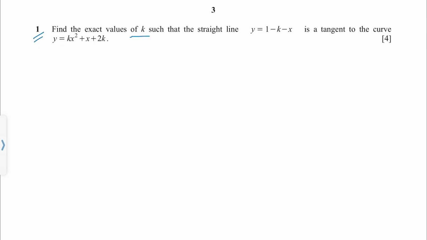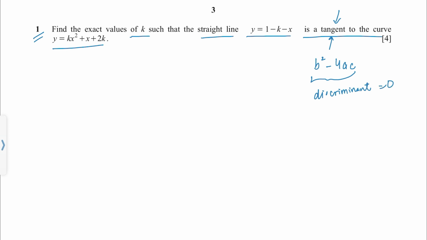Question 1 is: find the exact values of k such that the straight line y equals 1 minus k minus x is tangent to the curve y equals kx squared plus x plus 2k. Now what does this word tangent mean? Tangent means b squared minus 4ac, the discriminant, is equal to 0, where the line cuts the x-axis only once. So this is the tangent.